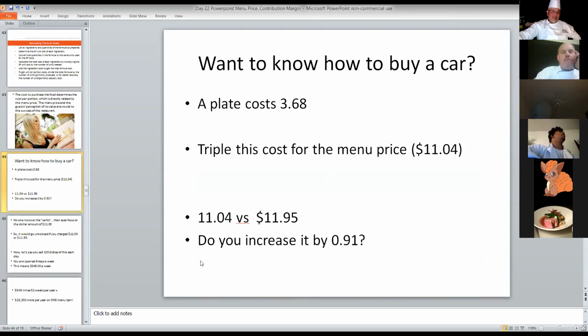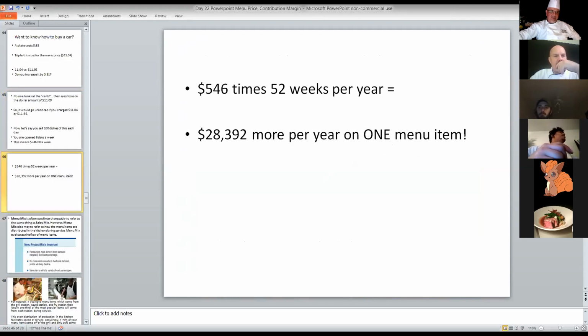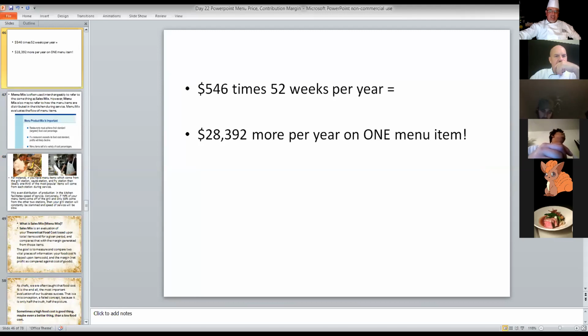Okay. No one looks at the cents. Their eyes focus on the dollar amount, $11. So it wouldn't be noticed if you changed it to $11.04 or $11.95. Let's say you sell 100 dishes this day. You're open 6 days a week. That means $546 a week. 546 times 52 weeks per year. That dish alone is generating almost $30,000 for one menu item.